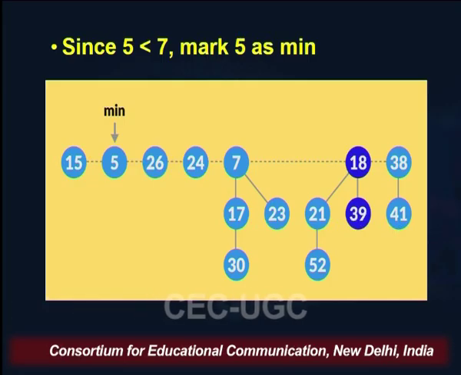5 is being pointed as the min of this Fibonacci heap, and the two marked nodes which are remaining are 18 and 39. Here is the new and the final structure of this tree after all these cut and cascade cut operations, which are the result of decrease key operations.